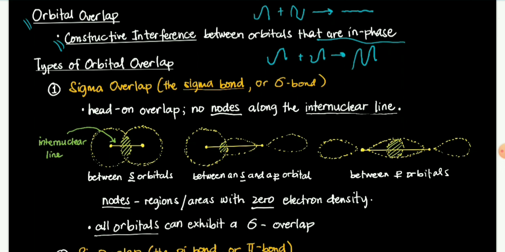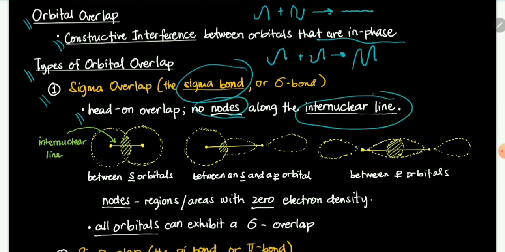Okay? So there are types of orbital overlaps. So yung una ay yung sigma overlap or yung tinatawag nating sigma bond. Okay? So sa sigma bond, yung orbital overlap nyo ay head-on. Okay? So wala tayong nodes along the internuclear line. So the internuclear line is the line connecting the two nuclei of your atoms. So ito yun. For example, sa ating sigma bond between the s orbitals, that's the internuclear line. Wala kayong makikitang nodes whatsoever doon sa ating sigma bond. Okay? So at least between the internuclear line.